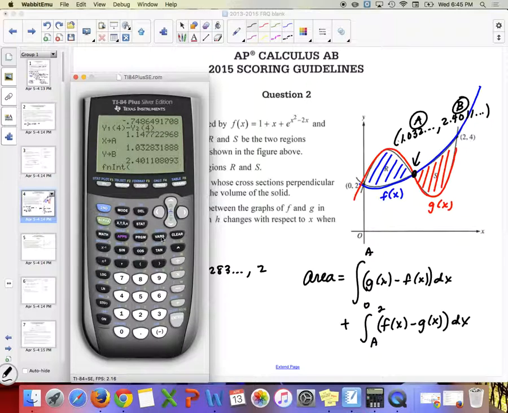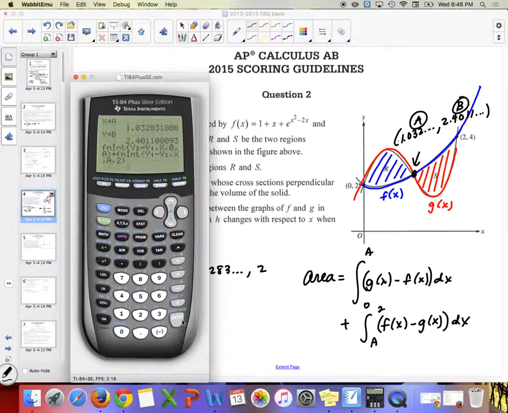And I can just say, okay, I need my y vars. So vars, y vars function, I believe it was y2 first, minus vars, y vars function, y1. And my x goes from 0 to A, and I can get that answer. And then I could add it, you can actually do this all together, to math 9, vars, y vars function, now the f of x is on top, minus vars, y vars function, y2. And now that's going to go from A to 2.